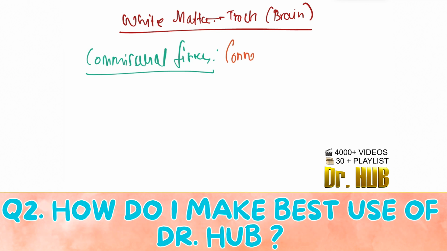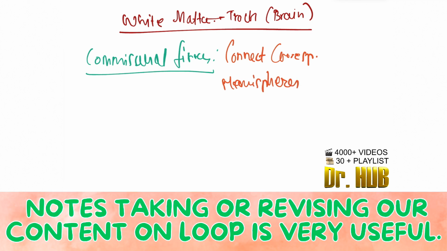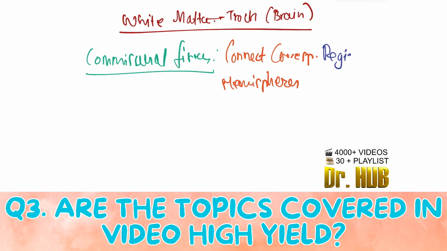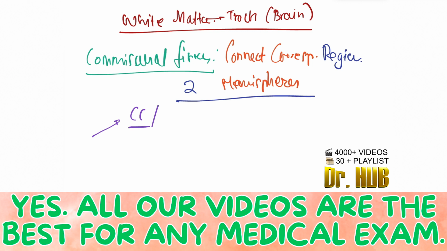So they connect the corresponding regions of the two hemispheres. So what do they include? They include the corpus callosum, that is CC, and the anterior as well as the posterior commissure.